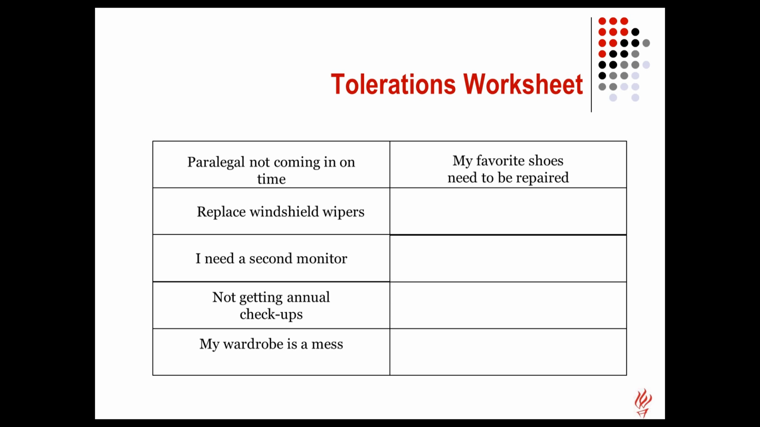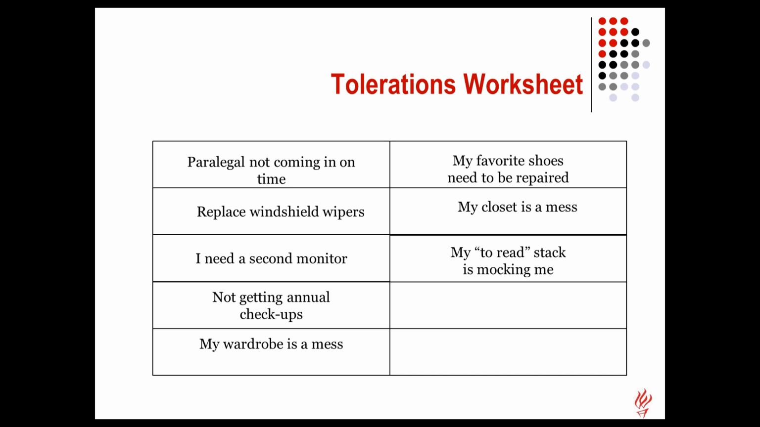And here are some of the examples of the tolerations we did in the class. My paralegal not coming in time. My windshield wipers need to be replaced in my car. I need a second monitor for my computer and I haven't gotten one. I'm not getting my annual checkups either with the dentist or the doctor. My wardrobe is a mess. I've been waiting to lose 10 pounds to buy any new clothes. My favorite shoes need to be repaired. My closet's a mess. It's been disorganized. I haven't organized or cleaned it out in a long time. My to-read stack is mocking me.